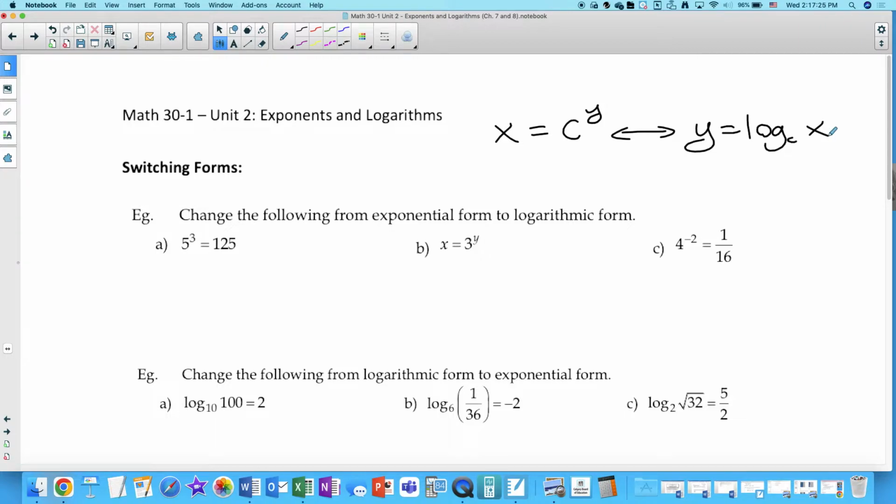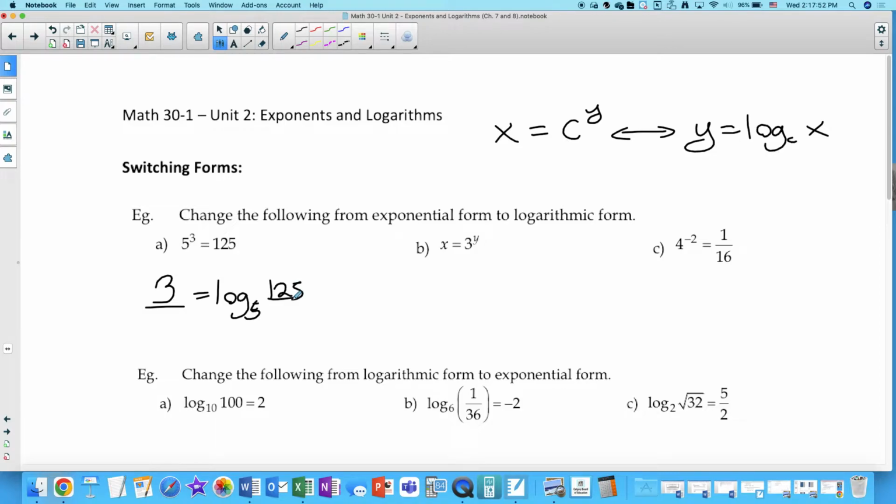Okay? And then when you're rearranging, honestly, you're just plunking things into different places. It's like fill in the blank, right? So if you have blank equals log base blank of blank, what goes where, right? The exponent is the one that's isolated. 3 equals log base 5 of 125.